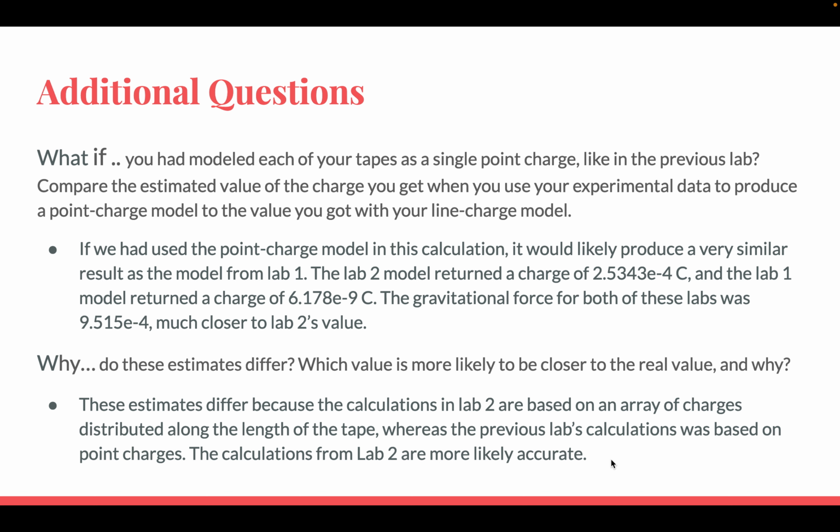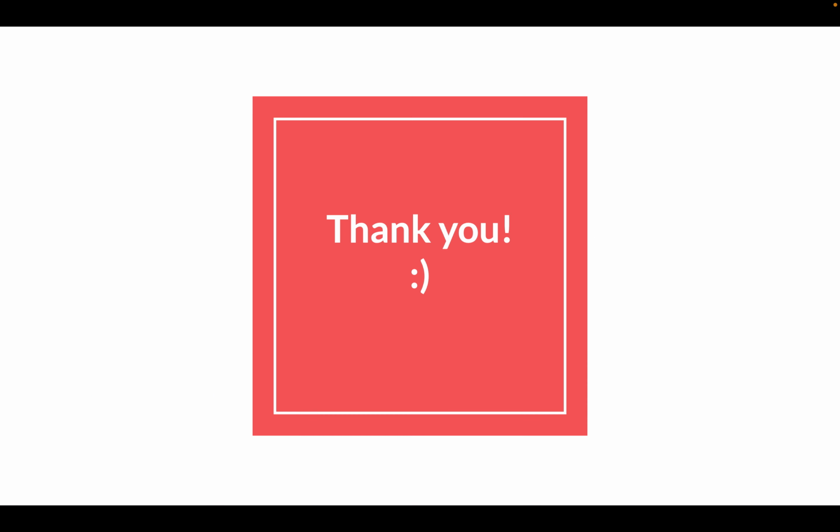So why do these estimates differ? Which is more likely to be close to the real value? These estimates differ because the calculations in Lab 2 are based off of an array of charges, whereas Lab 1 is based off of a point charge model. And like I said before, the calculations from Lab 2 are likely more accurate due to the fact that it's much closer to the force of gravity shown here, and that it takes into account the actual shape of the tape. And thank you so much.